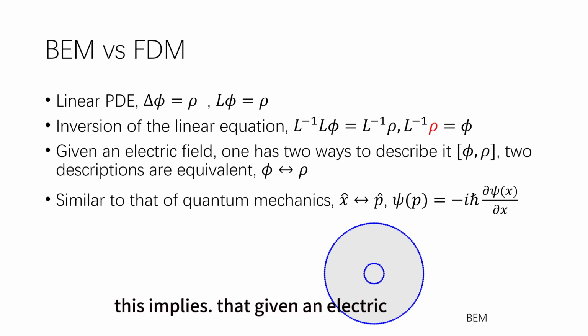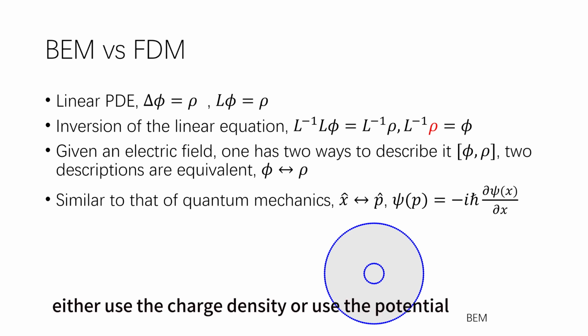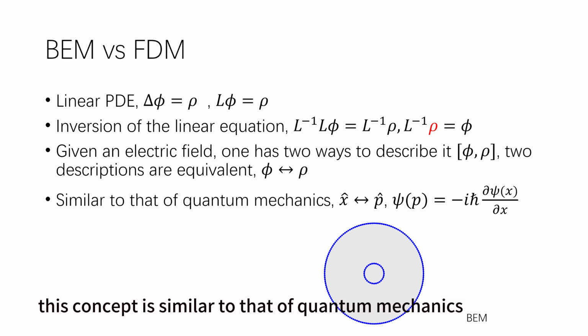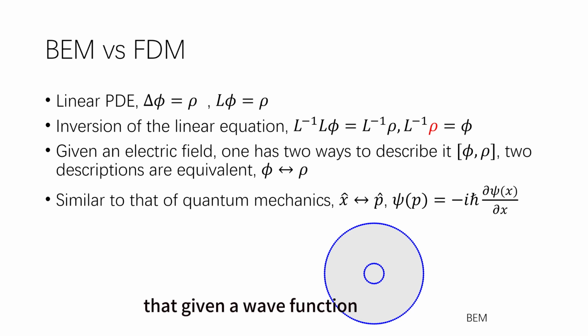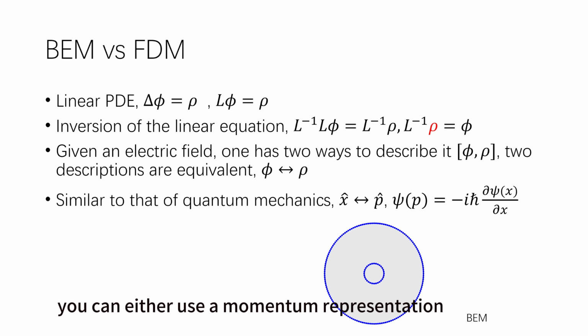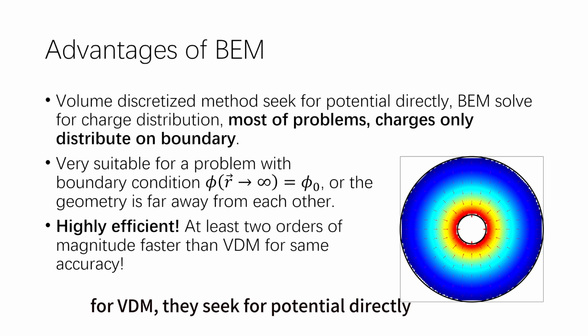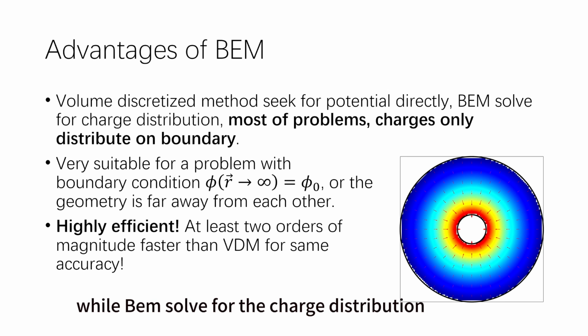This implies that given an electric field, one has two ways to describe it. Either use the charge density or use the potential. The two descriptions are equivalent. This concept is similar to that of quantum mechanics, that given a wave function, you can either use a momentum representation or a position representation, and these two relate to each other with a linear transformation. For VDM, they seek the potential directly, while BEM solves for the charge distribution.